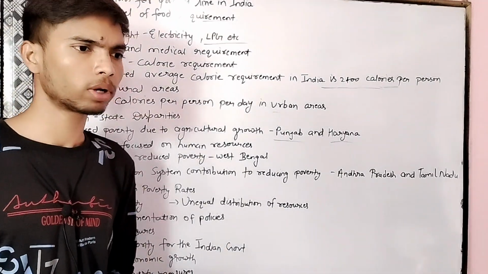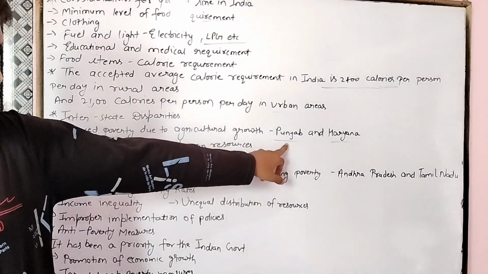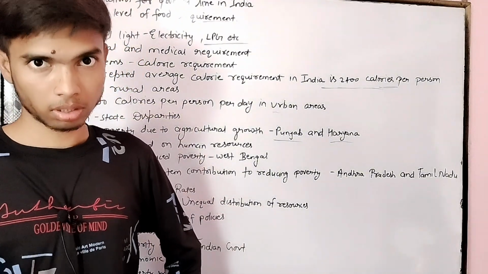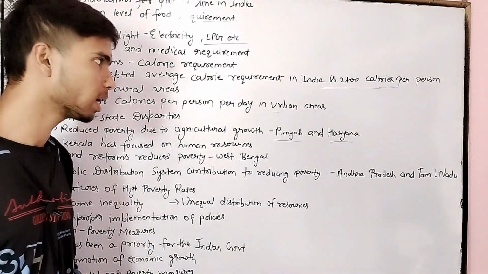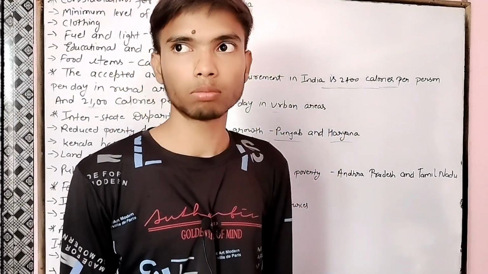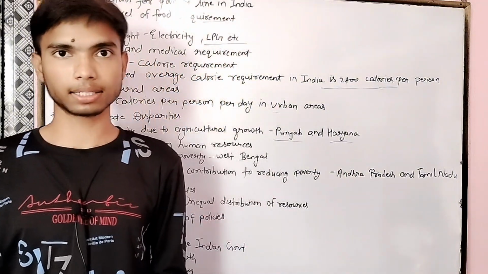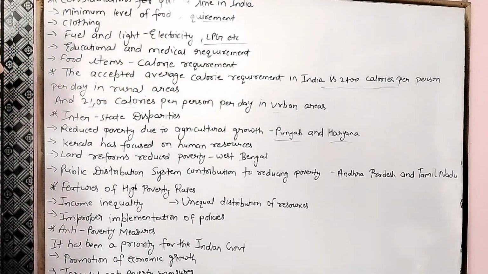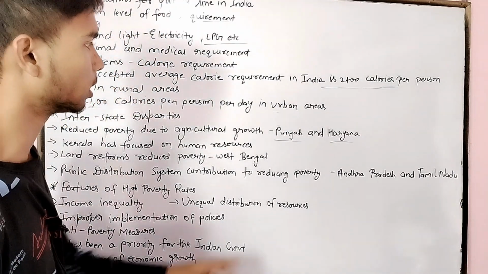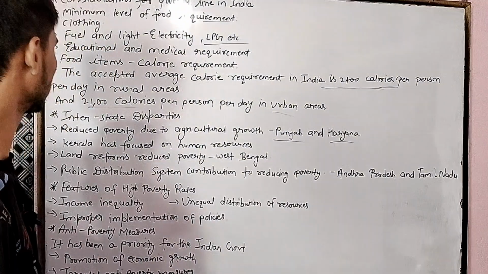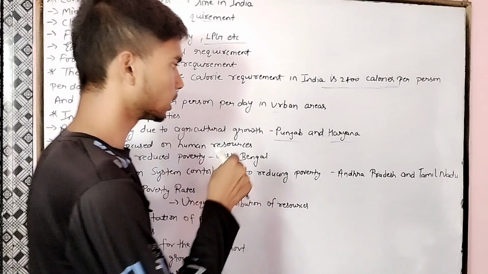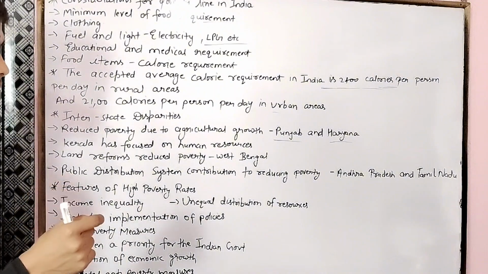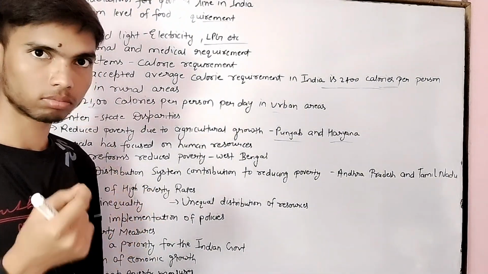In these states agriculture is done more, and today any person can go to this state and see the situation of agriculture. The person will realize that agriculture is done more in this state. So in Punjab and Haryana poverty reduced, and the reason is agriculture growth.